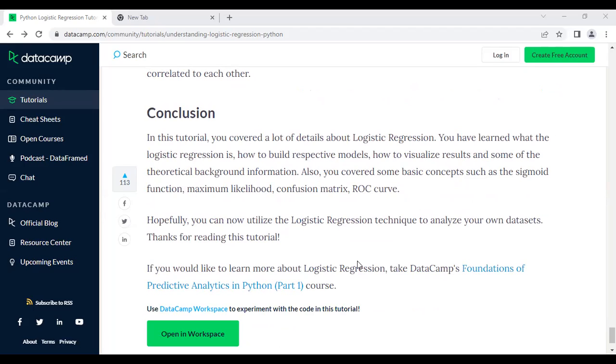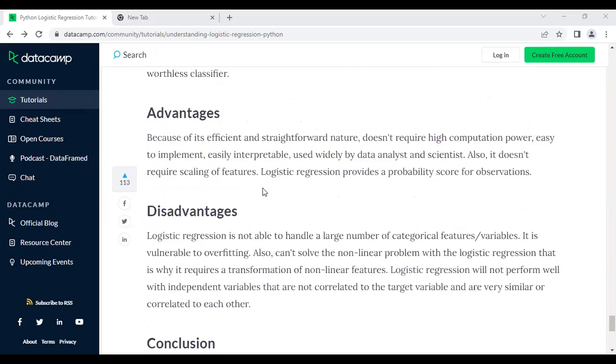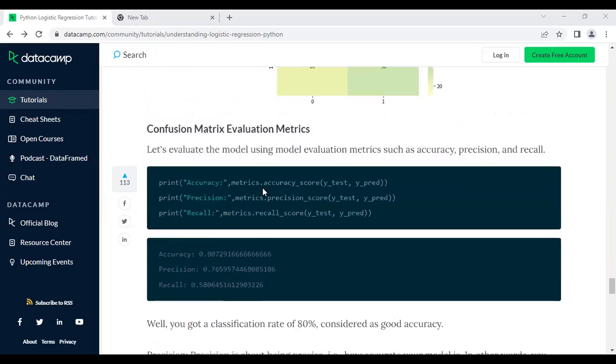So in the concluding part of this tutorial, we covered logistic regression. This is the theoretical part we outlined. On the next day, that is on Saturday, we will do the coding part of logistic regression.